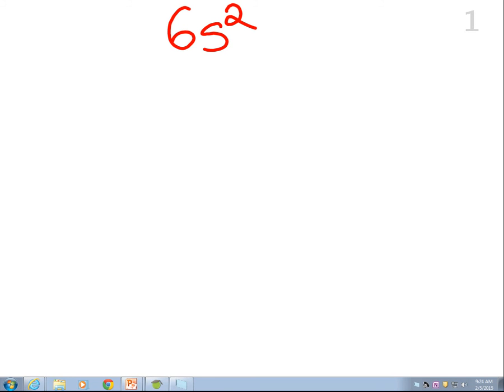6s squared. And that is when the side length is 1.6. S equals 1.6.